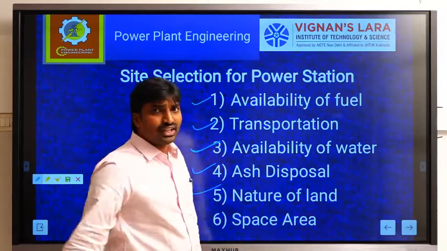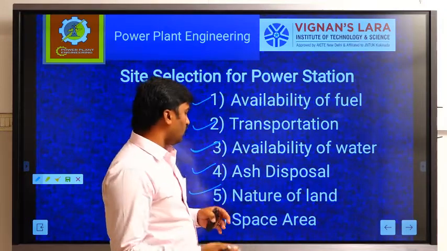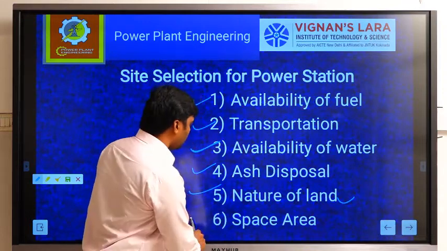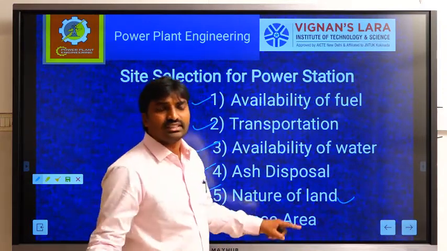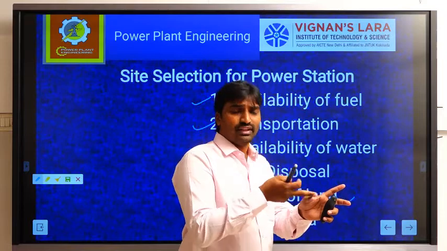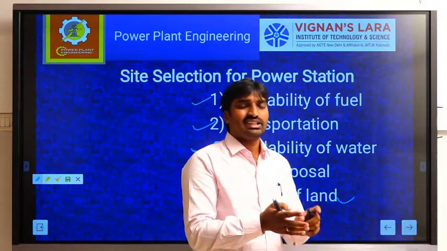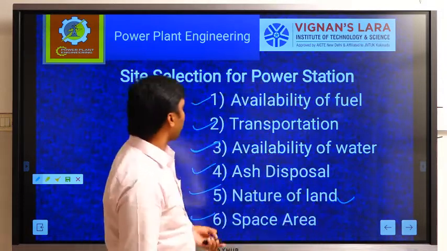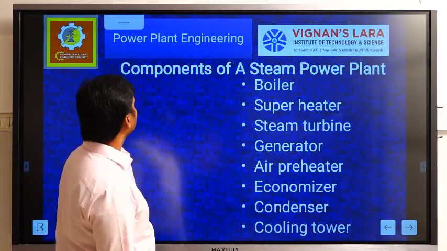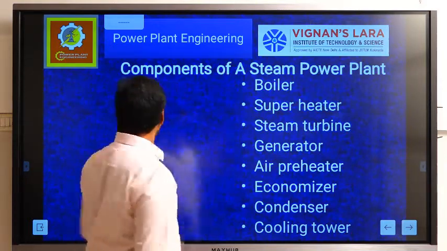And the nature of the land. We are using different types of building constructions here, so we need to see what the nature of the land is. We need strong land, and space area is also required. We need a large area for the construction of steam power plants, so we need to consider it. Space area and cost are also very important. So when we establish a steam power plant or any other power plant, we need to consider these 6 parameters. So what are the components? Up to now we have been discussing different types of components. See here once again.